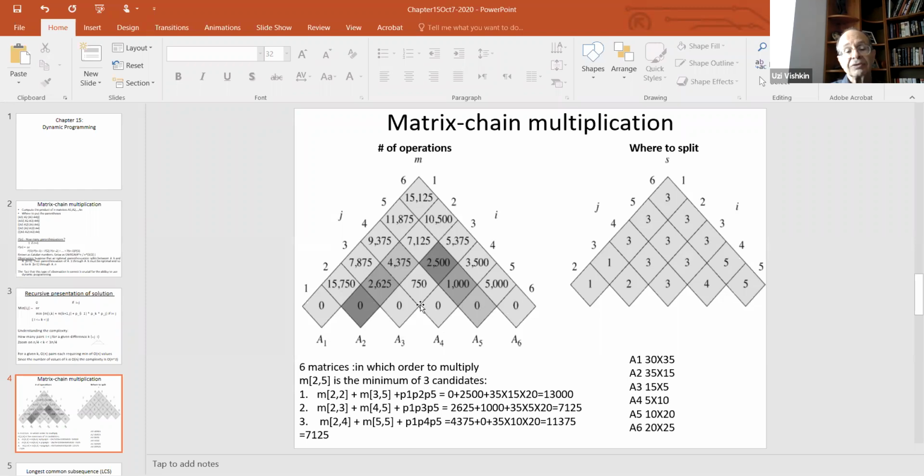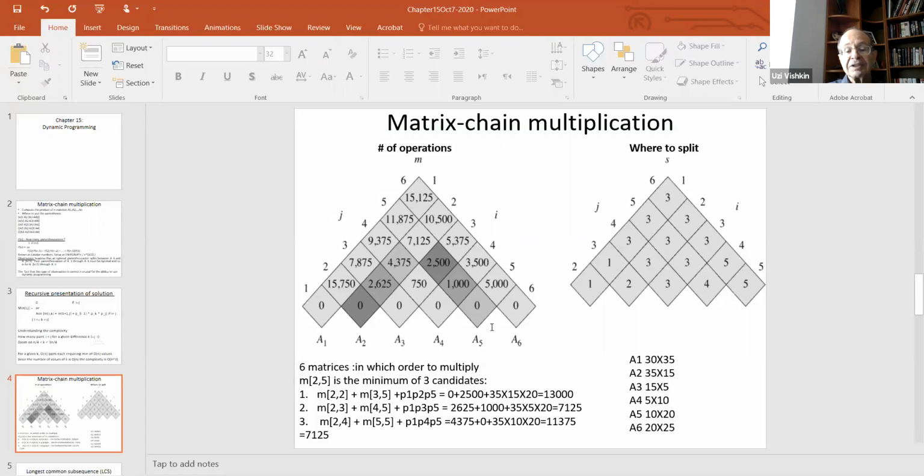What's going on in the next row? In the next row, it's really a no-brainer because this location is 1 on the I and 2 on the J, which means no choice, just multiply matrix A1 by matrix A2. There is no decision point here. So what will be the total number of operations to multiply them? We have to look at the dimensions. It will be 30 times 35 times 15. And you can convince yourself easily that this is the correct number, because 30 times 35 is about 1,000, times 15, it's about 15,000. So it looks right. Okay?